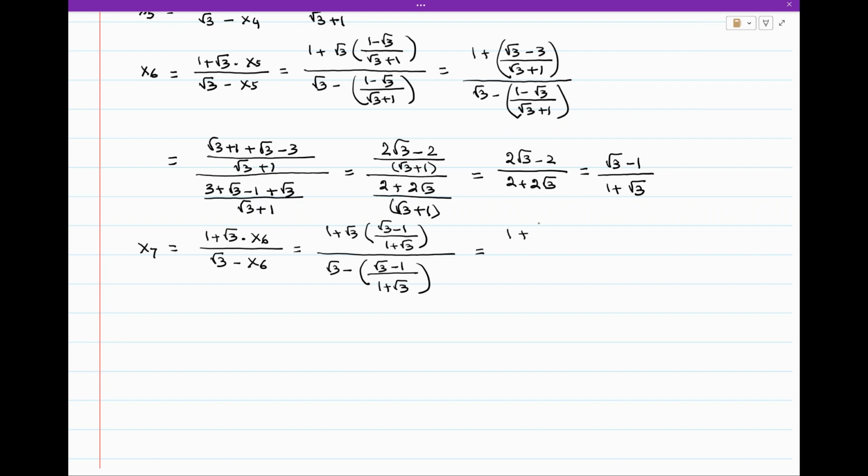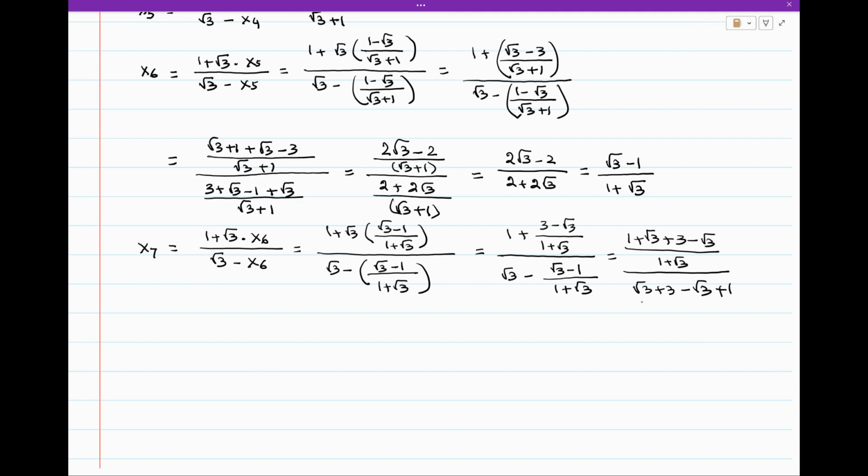1 plus 3 minus square root of 3 divided by 1 plus square root of 3, whole divided by square root of 3 minus square root of 3 minus 1 divided by 1 plus square root of 3, and that is equal to 1 plus square root of 3 plus 3 minus square root of 3 divided by 1 plus square root of 3, whole divided by square root of 3 plus 3 minus square root of 3 plus 1, whole divided by 1 plus square root of 3.